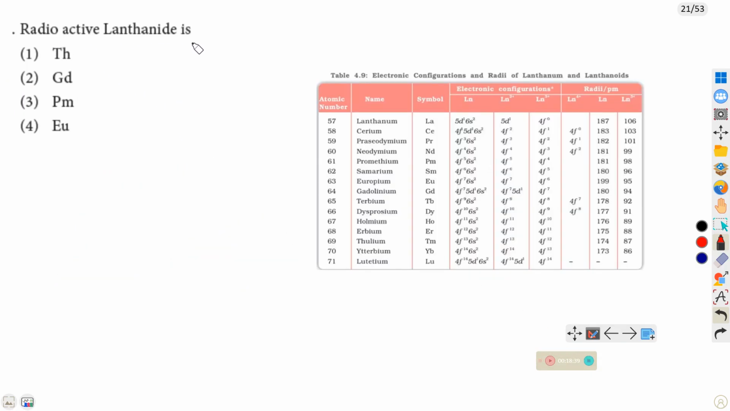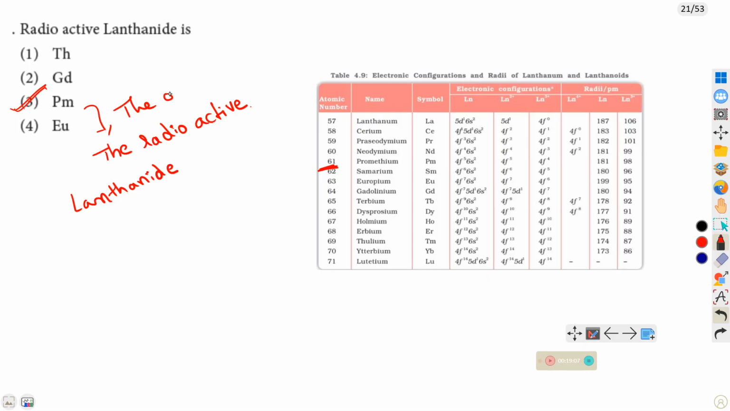The radioactive lanthanide is promethium. Promethium atomic number is 61. Remember, the radioactive lanthanide in lanthanide series.